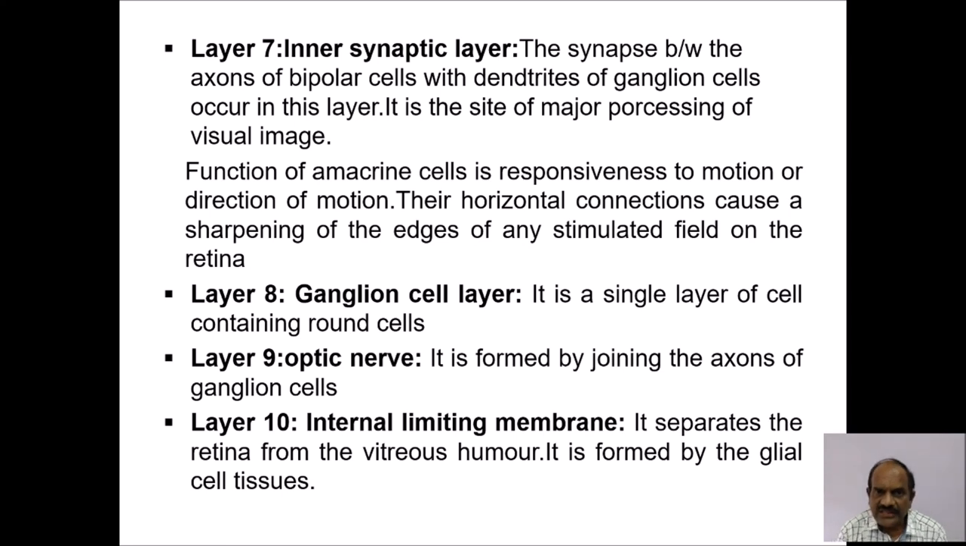Layer 9 is the optic nerve. It is formed by joining the axons of ganglionic cells. The last layer is layer number 10, that is the internal limiting membrane. It separates the retina from the vitreous humour. It is formed by the glial cells.